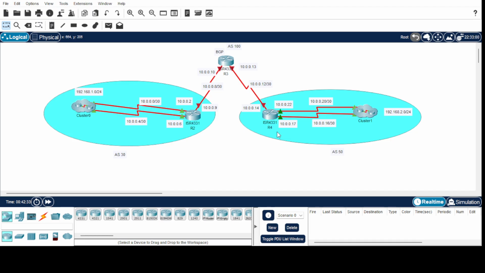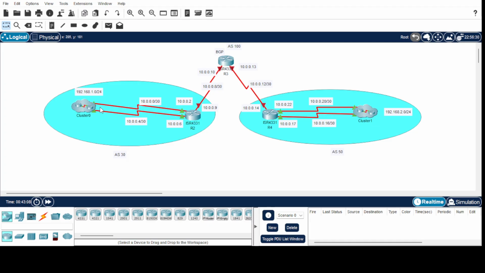But here we have taken a hybrid one, in which we have two network domains. The first network domain is 192.168.1.0/24, which is given to cluster number 0, and the second network domain is 192.168.2.0/24, given to cluster number 1. Cluster 0 is in ASN number 30 and R2 is the edge router of cluster 0, and ASN number 50 is the ASN of cluster 1, and router 4 is the edge router of cluster 1.